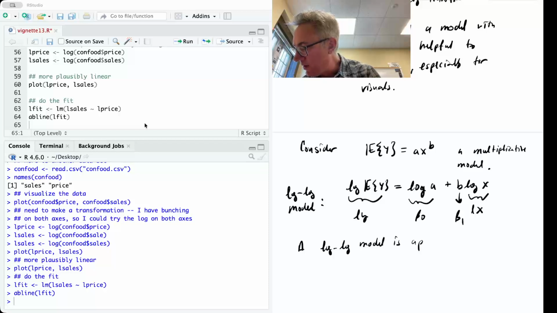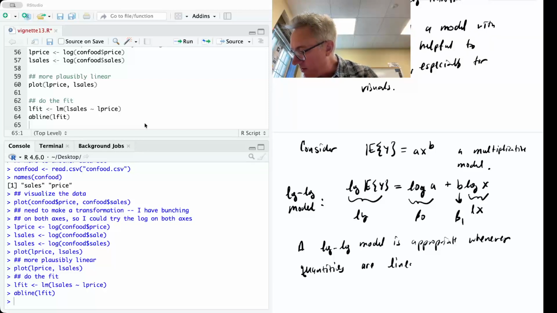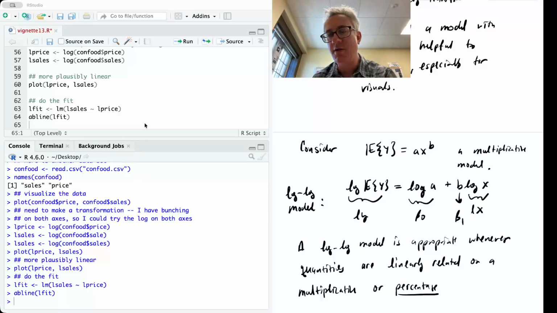So a log-log model is appropriate whenever quantities, by that I mean x and y, are linearly related on a multiplicative or percentage scale. Right? If you think about percents a little bit, they're really about multiplying scale.